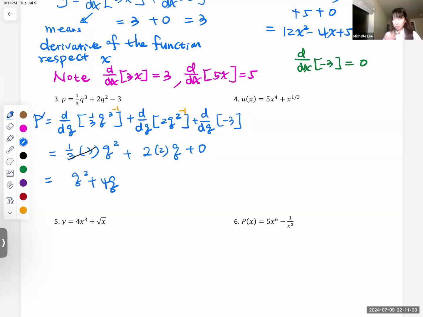Okay, the next one. So u prime of x. We keep the coefficient first and then drop the power. X to the power reduced by 1 is 3. And there's no coefficient, but we can drop the power by the power rule. And then x to the negative 1 power. So that is, we need a space.